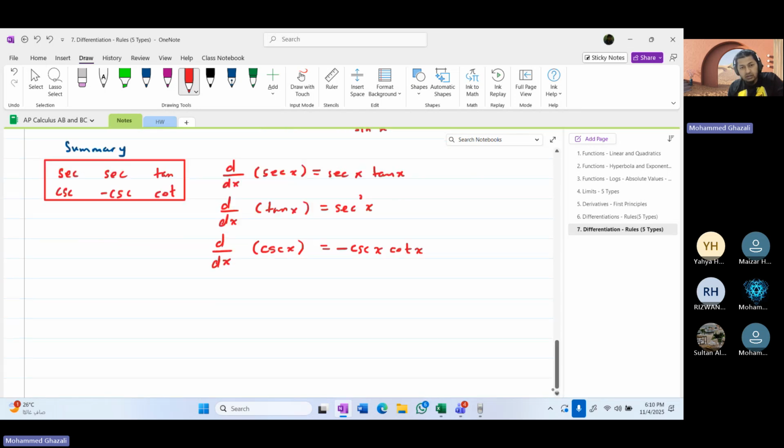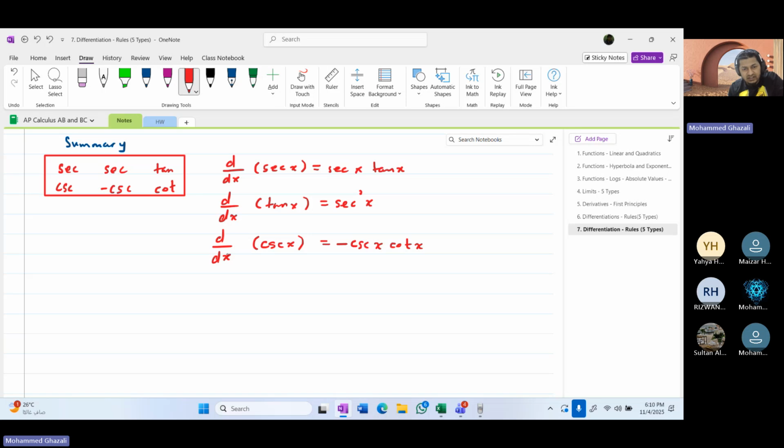And what about the last one? What's the derivative of cot x? We just did this one now. Negative cosec squared. Excellent. Okay, so I hope you understand how this table works now.